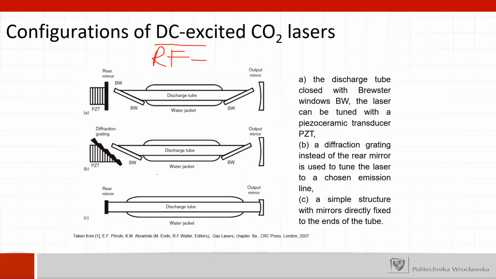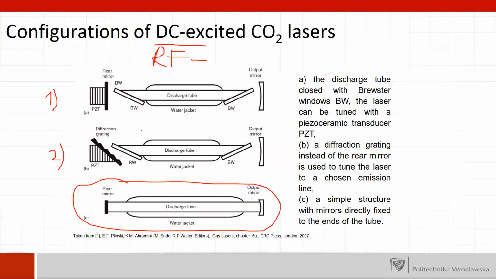We can also have a simple structure with fixed mirrors directly at the resonator, very similar to what we had in the helium neon laser. And these two examples here, 1 and 2, show the typical construction where we want to tune the wavelength of the laser, let's say the frequency of the laser.